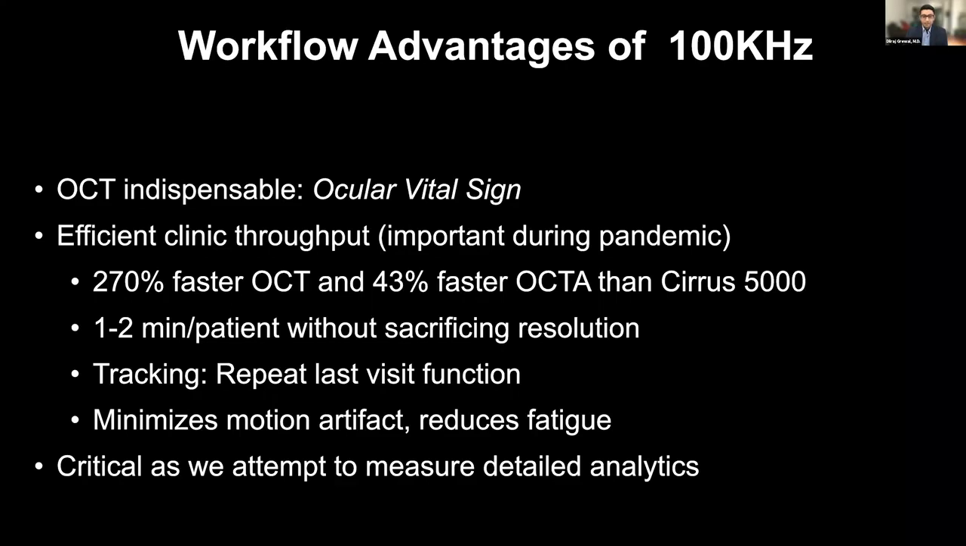The other advantage is that it allows you to track the scans using the repeat last visit function. And that is very helpful for the photographers to then obtain the same scans that you want, which is dependent on the disease pathology. The faster scan speed minimizes motion artifact and reduces fatigue. And these are features that are critical, especially as we transition from a more qualitative analysis of OCT and OCT-A data into more quantitative analysis, and as we try to integrate this quantitative analysis into our therapeutic decisions.